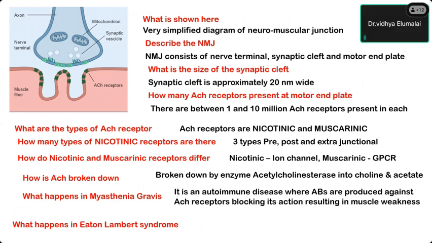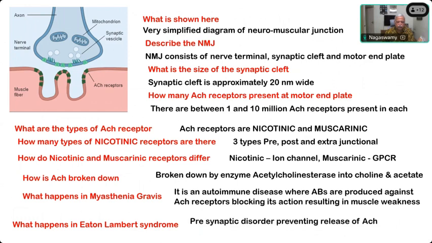What happens in Eaton-Lambert syndrome? Antibodies are produced against the voltage-gated calcium channel in the presynaptic nerve terminals. It is a presynaptic disorder, preventing the release of acetylcholine by blocking the calcium channels.